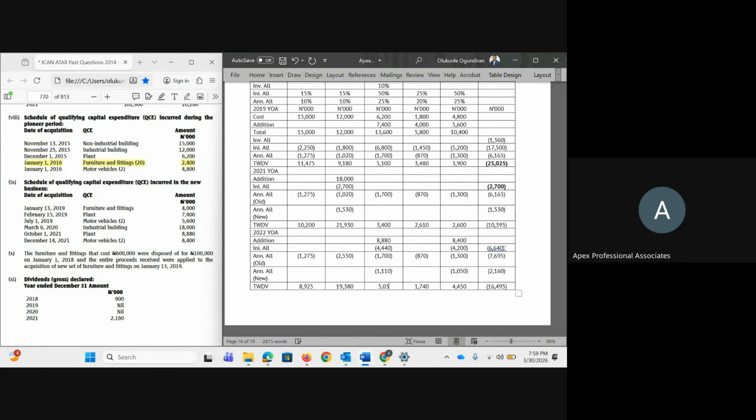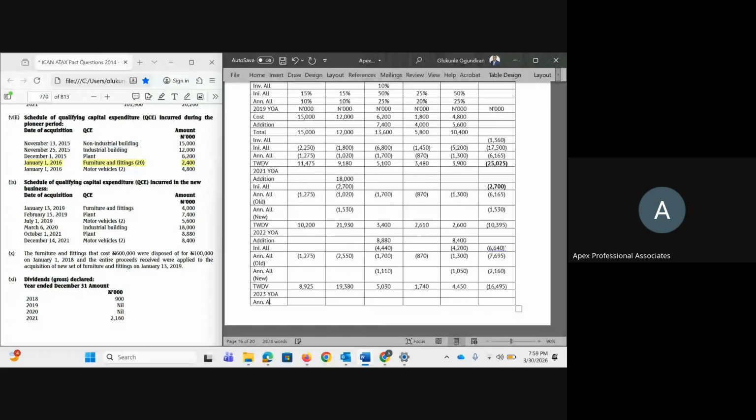Okay, 5030. Then we have 2023 year of assessment, which is actually the final year. So at this point, you have to be careful, because some assets must have gotten to the final year of the asset.